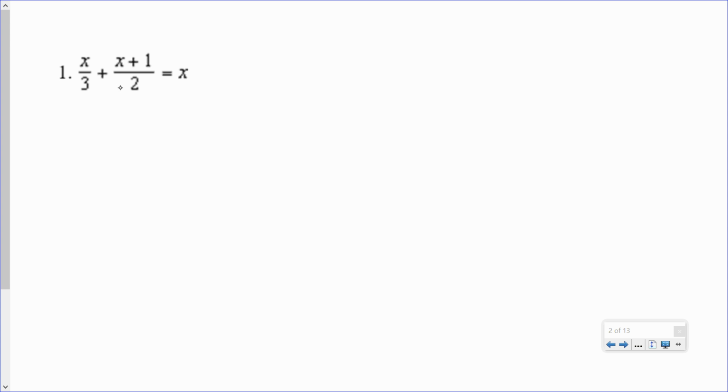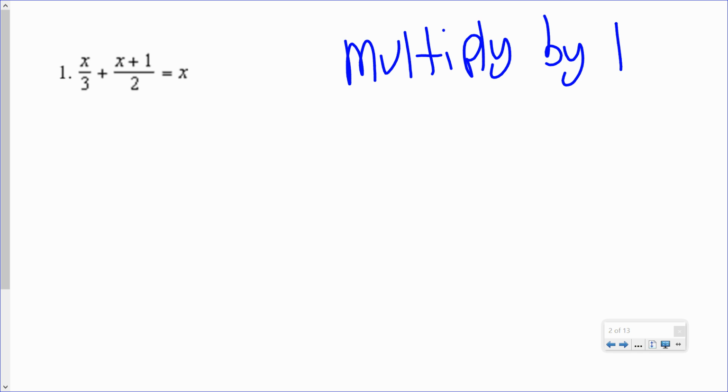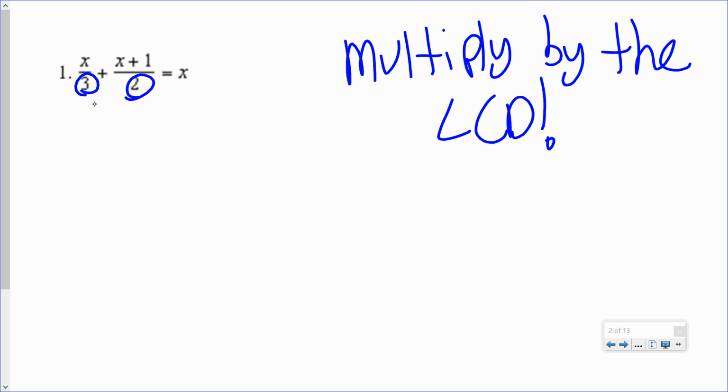To get rid of fractions in an equation, multiply by the LCD. That's how you get rid of fractions in an equation. You multiply by the LCD, they're gone. So this is more of an Algebra 1 example because the LCD is dealing with just integers. So my denominators are 2 and 3. So the LCD is the smallest number that 2 and 3 both go into.